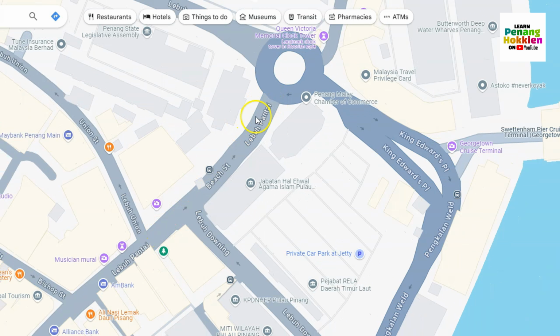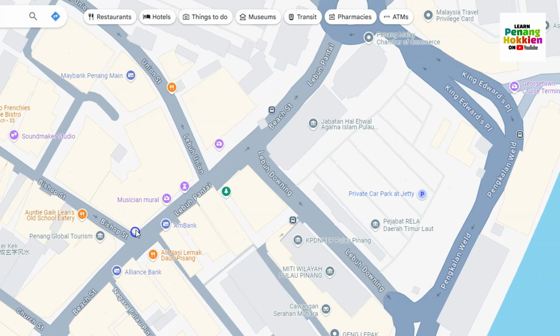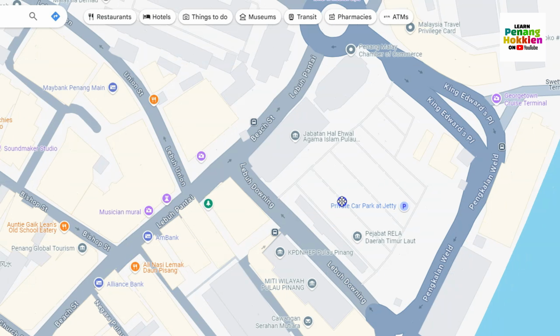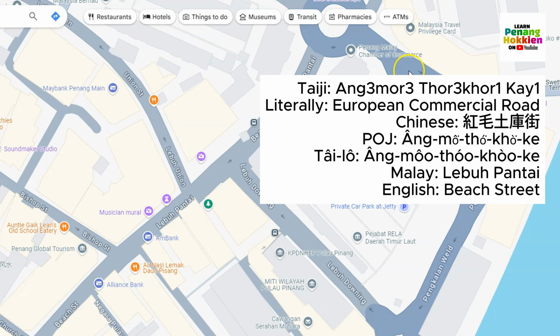But what I'm telling you today is on this stretch of the strait, and in Penang Hokkien it is known as Ang3mor3, and I'm going to show you how it's written in Church Romanisation or Peh-oe-ji, in Tai-lo or Taiwanese Romanisation, as well as using Chinese characters. In Malay, it is today known as Lebuh Pantai, and in English, it is Beach Street. So that's our video for today.